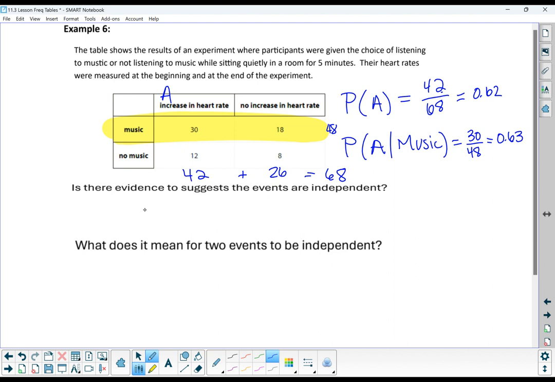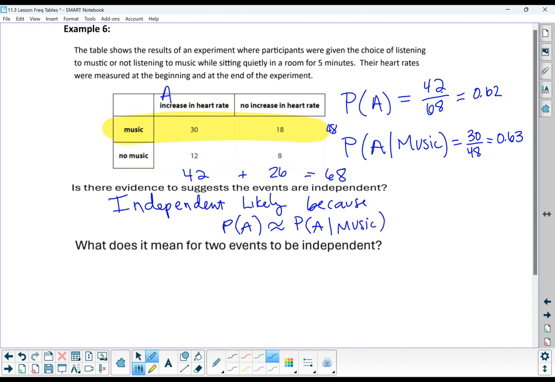And so I think that we would say that these are likely to be independent, because the probability of A is basically the same as the probability of A given music. Basically, their heart rate increased overall at the same rate that their heart rate increased if they were listening to music. So it doesn't seem like the music is having an effect.